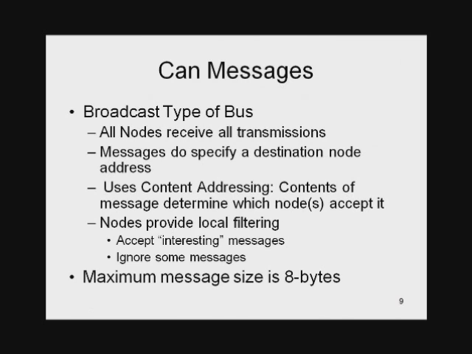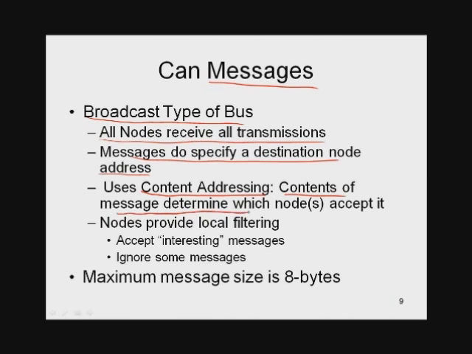Now, we mentioned before that the messages, the frames that are sent out, are sent out in a broadcast format, which means that all the nodes in the system receive all the transmissions. The messages do not specifically indicate who's supposed to receive them. They do not contain a node number indicating that a particular numerical node is supposed to receive that message. Instead, they use something called content addressing, which means that some of the bits in the content of the message inherently indicate which node should accept that particular message.